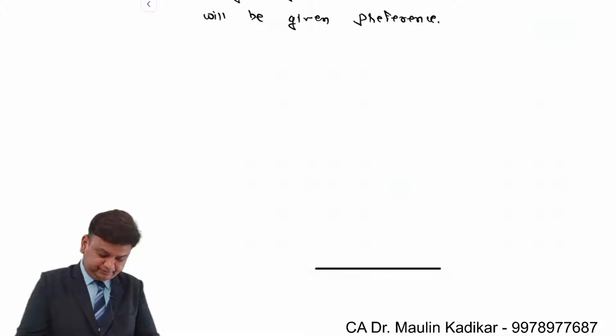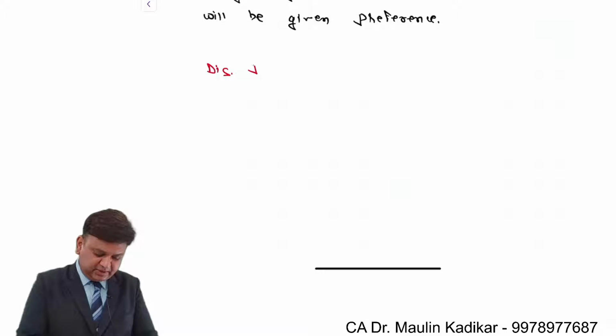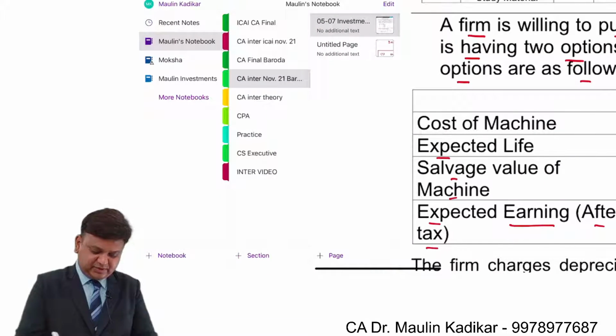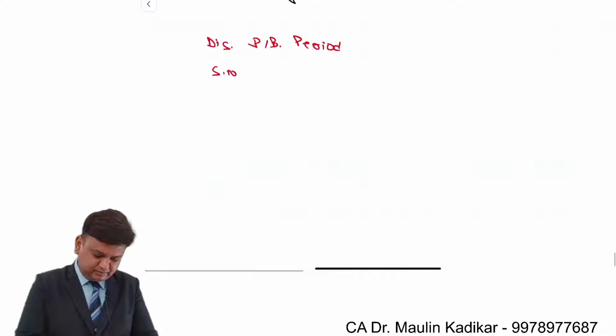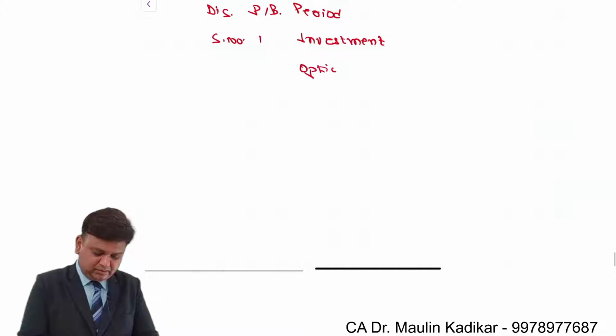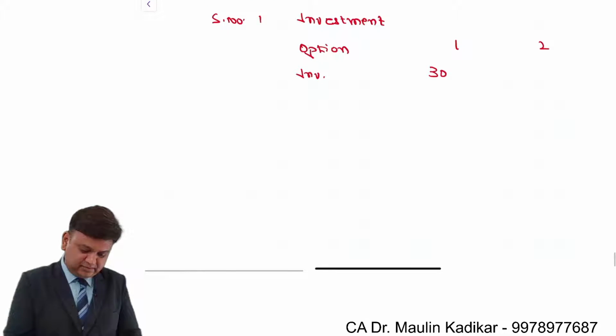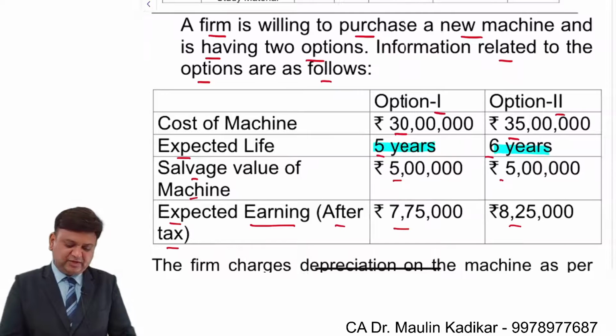Heading, write down, discounted payback period. So step number 1 is investment. Option 1 and option 2. Amount of investment to be made is 30 lakhs in year 0 and 35 lakhs in year 0 for project 1 and 2 respectively.